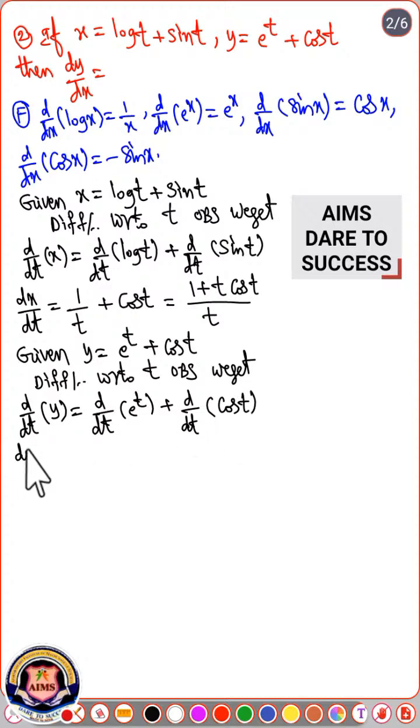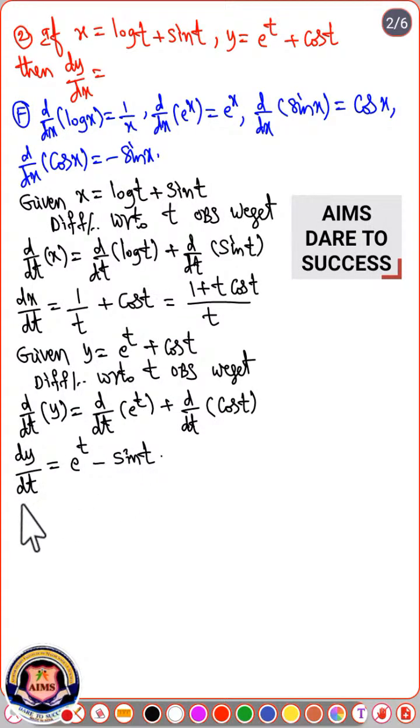So this is dy by dt equal to d by dt of e power t, like derivative of e power x, that is e power x only. Like that, d by dt of e power t is e power t only. Next, derivative of cos t, like derivative of cos x, derivative of cos x is minus sin x. Like that, derivative of cos t is minus sin t.